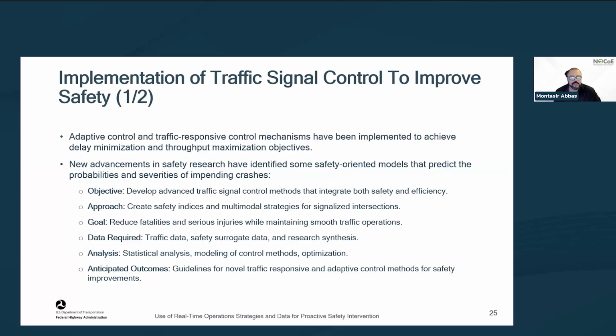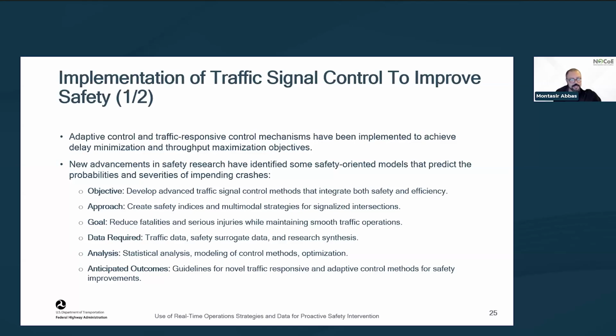So the objective here is to advance traffic signal control methods that integrate both safety and efficiency. The approach is to create safety indices and multimodal strategies for signalized intersections to reduce fatalities and serious injuries, while maintaining smooth traffic operation. And then the analysis, we anticipate, would include statistical analysis, but also modeling of control methods and optimization, of course.